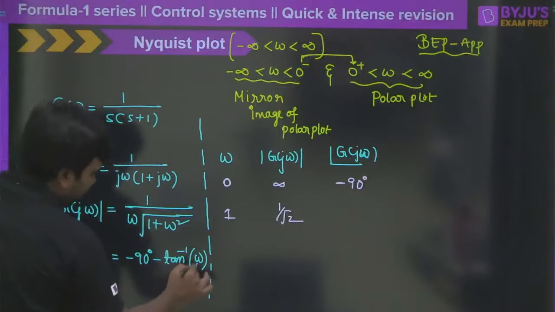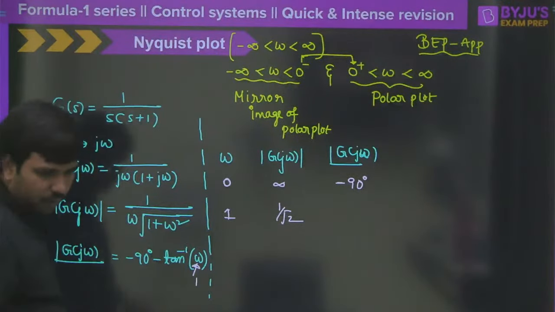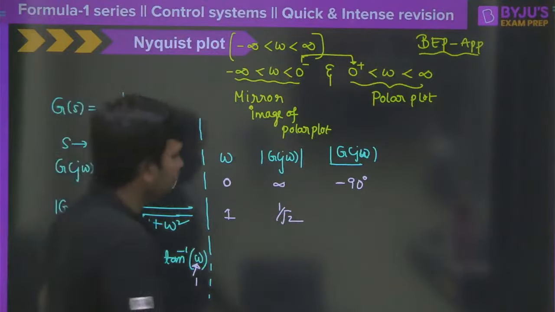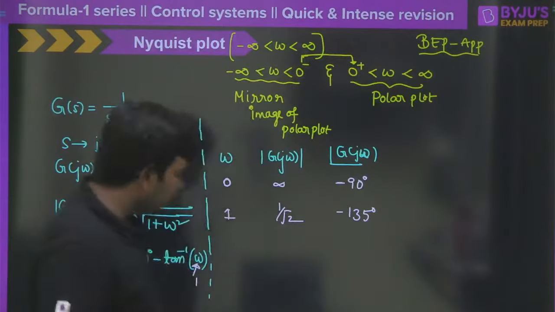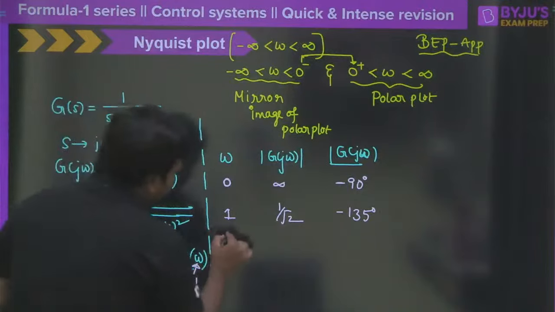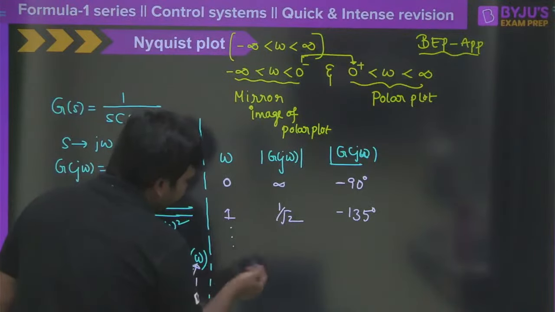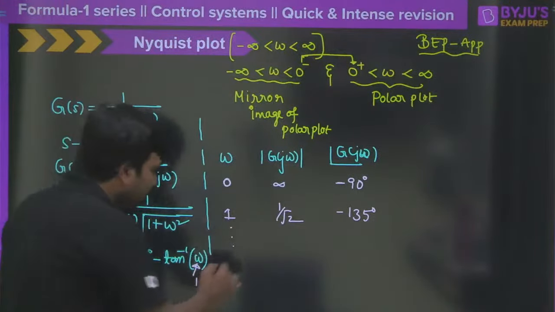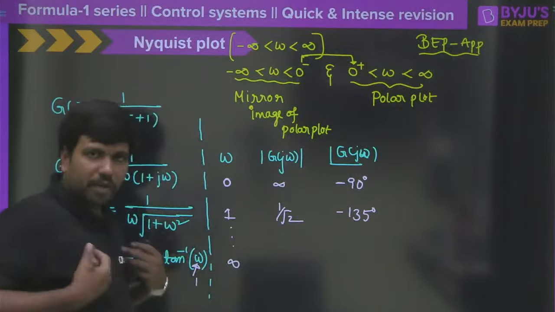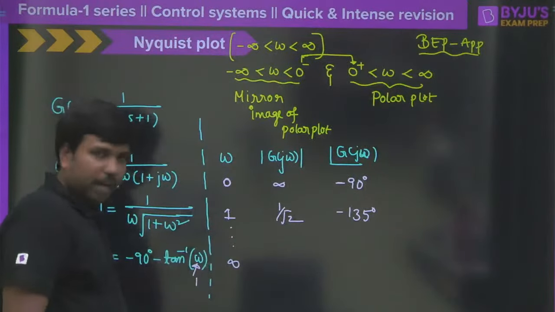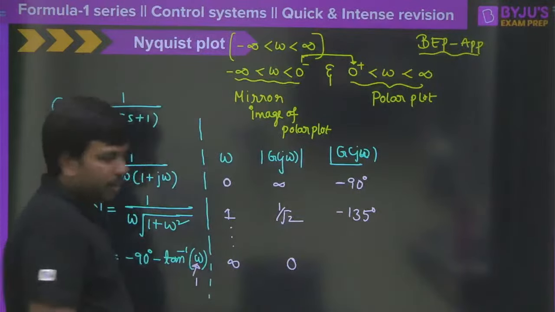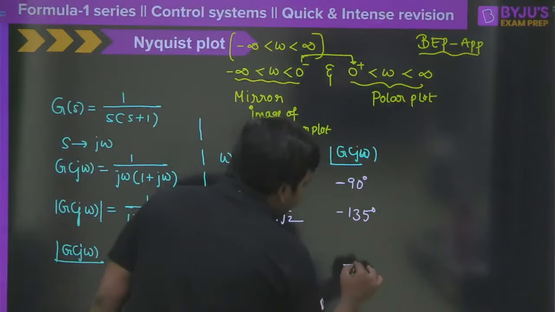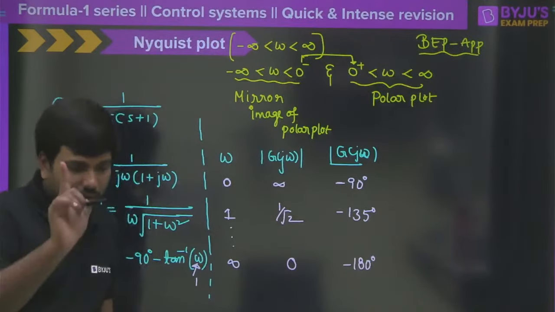Substitute omega equal to 1. Tan inverse of 1 is 45, so minus 45, and of course it will be minus 135. No doubt about that, right? I told you to take one more point. If possible you can take 1 by 100 or 10 or 100, anything, but after a lot of practice you can take infinity directly. If you take infinity, it is a pole dominated system, so magnitude will become 0 and phase will become minus 180 degrees.